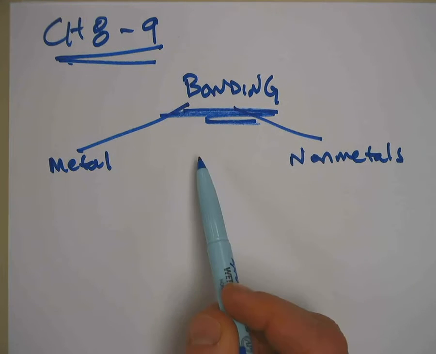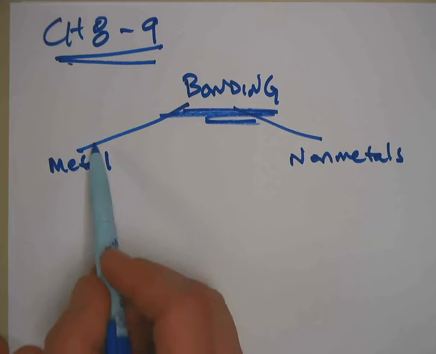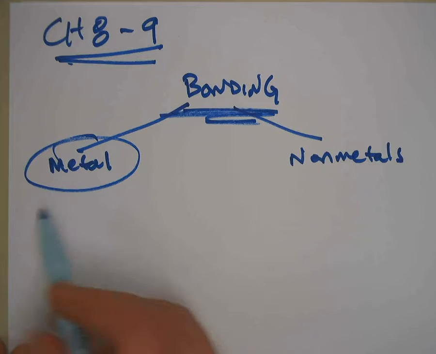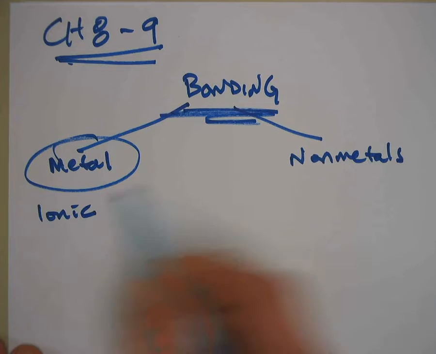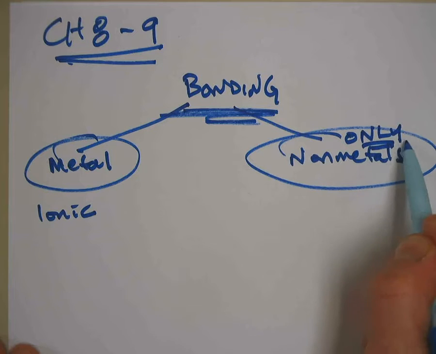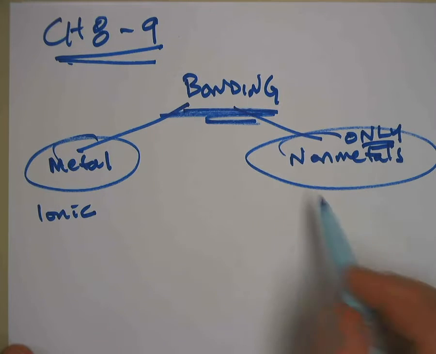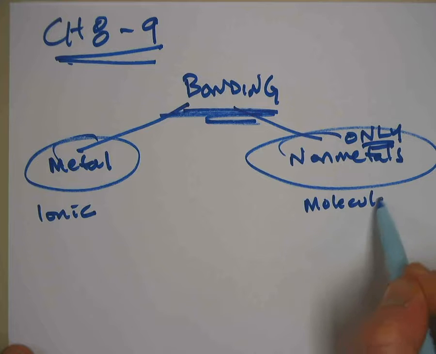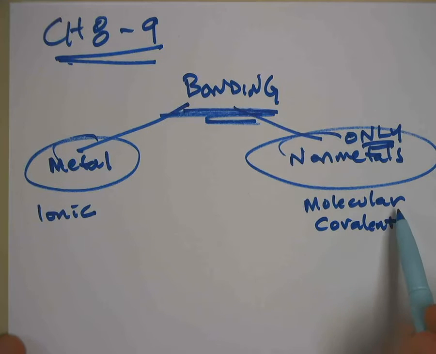Two separate entities you've got to keep straight in your head. Bonded things that contain a metal, called ionic. Bonded things that contain only nonmetals. Notice only nonmetals right here. These are called molecular or covalent substances. Words are used interchangeably. You got to know them both.